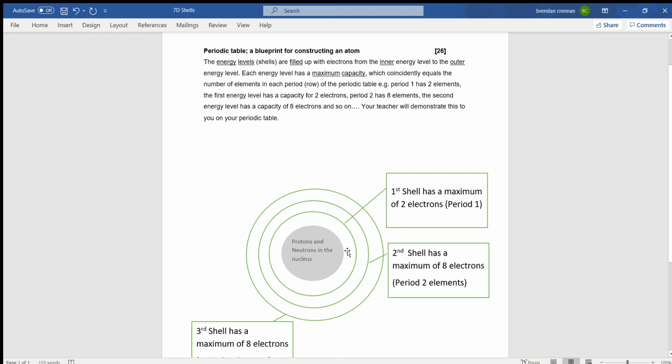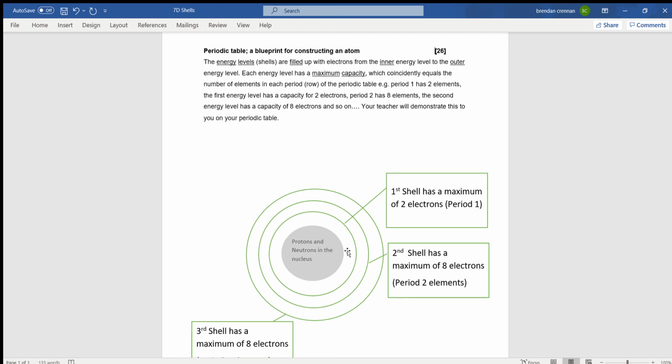The group number tells you the number of electrons on the outer shell, and the period number tells you the number of shells. The shells must fill up from the inside out, so the inside shells must always be full. So if you have period 3, shell 1 and shell 2 will be full. Shell 1, maximum of 2. Shell 2, maximum of 8. So shell 1 will have 2 electrons. Shell 2 will have 8 electrons, and then shell 3, if it's period 3, will have whatever the group number is.